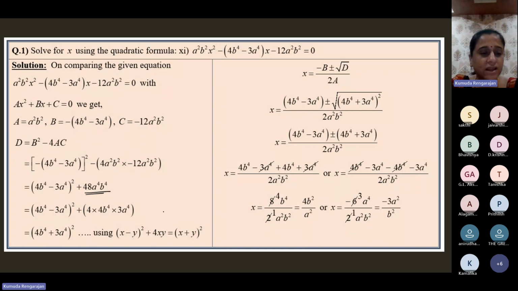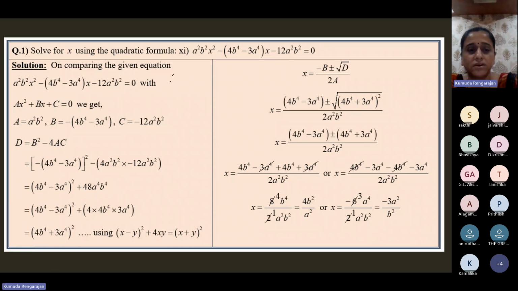So now the whole thing is like x minus y the whole squared plus 4xy. And x minus y the whole squared plus 4xy is x plus y the whole squared. So the answer is 4b to the power 4 plus 3a to the power 4, the whole squared.